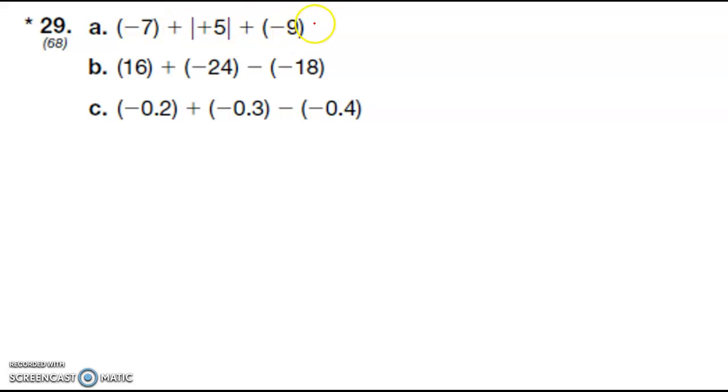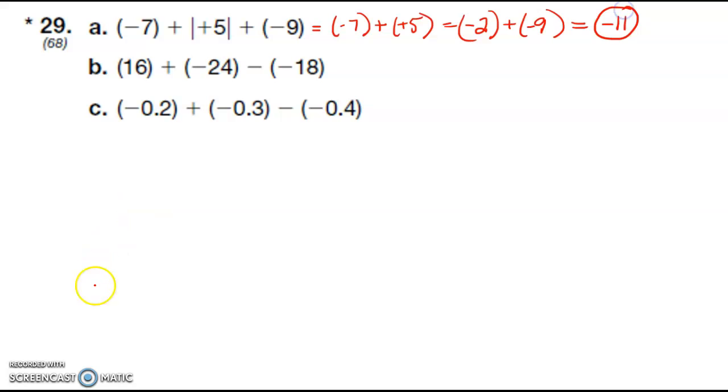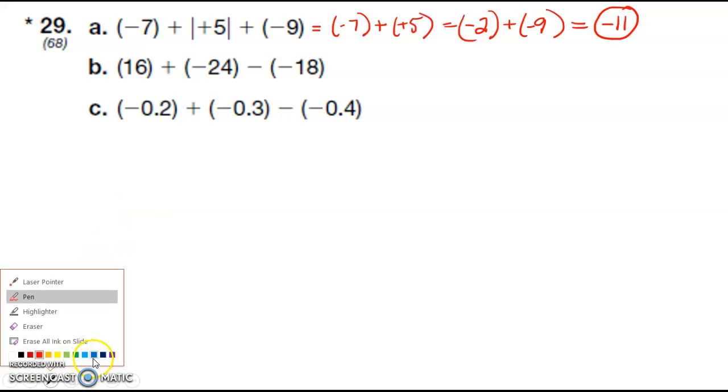Oh boy. Okay, here we go. So I have -7 plus, and this is the absolute value of 5, which makes it positive 5 still. Opposite sign, so I'm going to subtract and take the sign of the larger. So this is going to be 7 minus 5 is 2, 7 is larger, plus -9. Same sign, we're going to add and keep the sign. This is the answer. Let me change colors here.